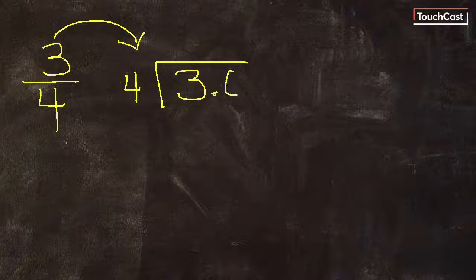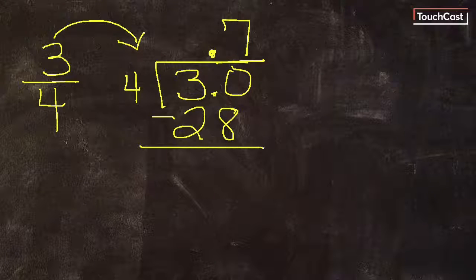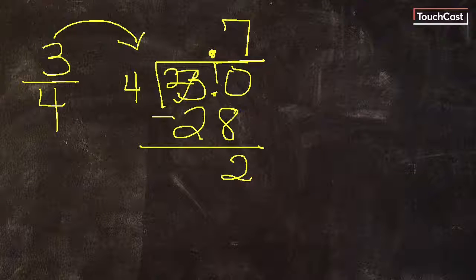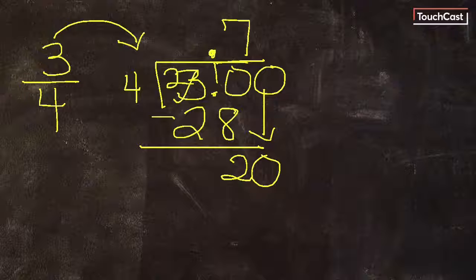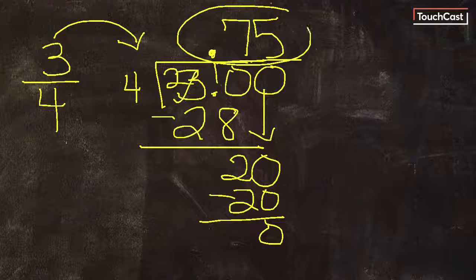Okay, add your decimal and a 0 and divide. 4 cannot go into 3, so we simply move over and say how many times does 4 go into 30? That is 7 times. Decimal goes straight up to the roof. 7 times 4 is 28. Subtract, 2 left over. Cannot have remainders anymore in 6th grade. Add a 0, bring it down. 4 goes into 20 5 times. 5 times 4 is 20. We are done. This is the decimal.